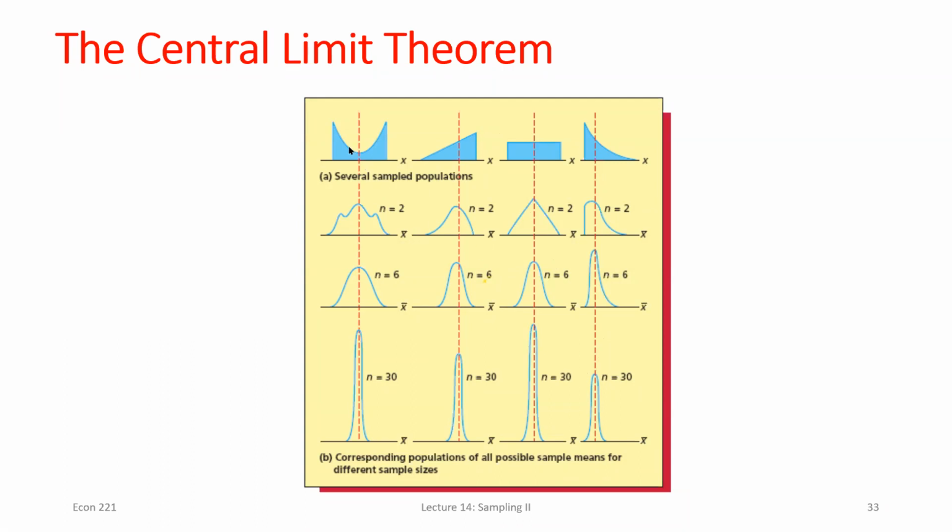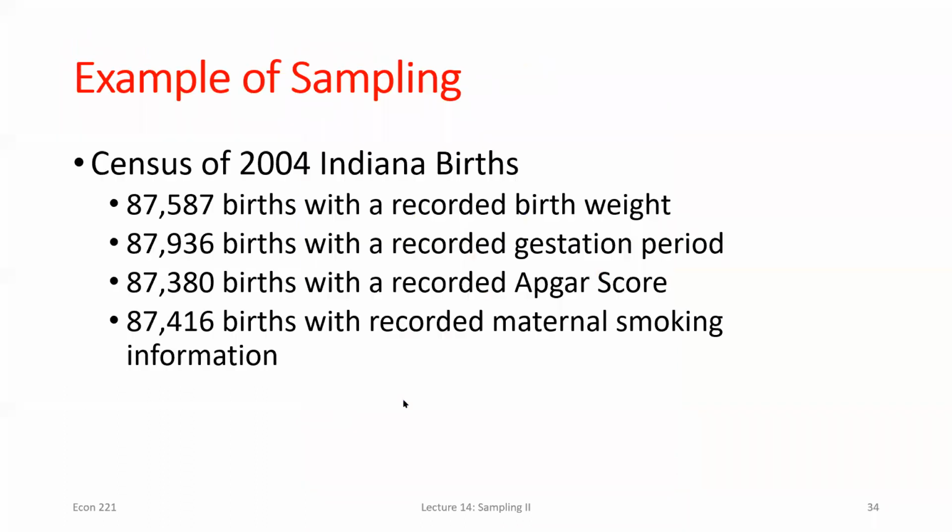Okay? So it doesn't matter what the original variable looks like. If we get to a sample of size 30 or more, our sample means will have a normal distribution, and the mean of those sample means will be whatever the original mean of the data was, and the variance will be the original variance divided by our sample size.